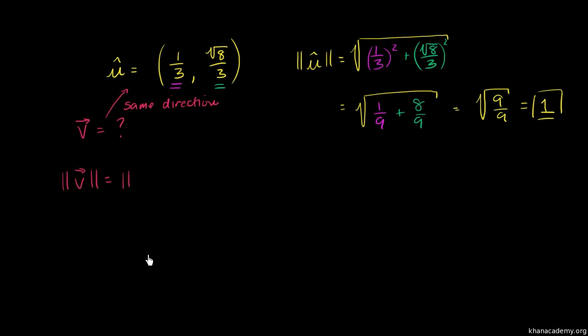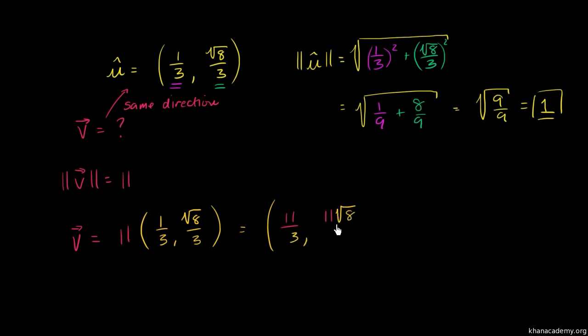One way to think about it is if we just scale each of the components of u up by 11, then we will have gone in the same direction, but now we will have a magnitude 11 times as big. And if we start with the magnitude of 1, we'll now have a magnitude of 11. So we could say that vector v could be 11 times 1/3, comma, square root of 8 over 3. And so what is this going to be equal to? This is going to be equal to 11 over 3, comma, 11 square roots of 8 over 3.